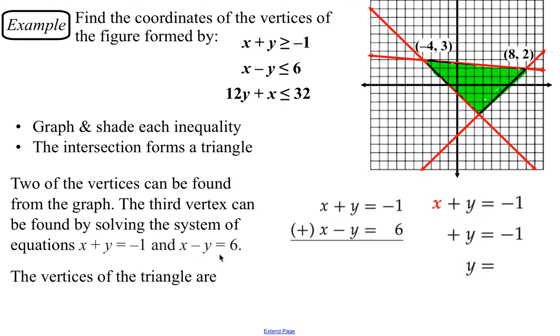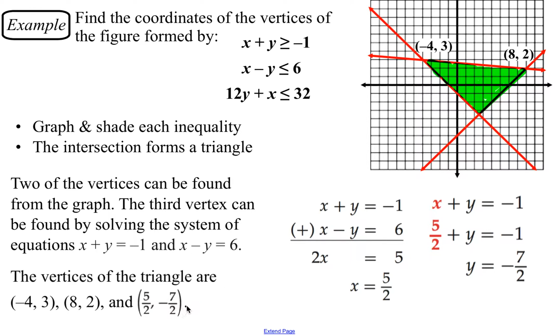So now you know why we did the sections on solving algebraically before we got to this section. These two inequalities, actually we're just going to solve the equation so we can figure out what those values are. So when I add those together, I get 2x is 5, or x is 5 halves. Plug it back into the first equation for x, and then we end up with y equals negative 7 halves. So that last vertex is 5 halves and negative 7 halves, and the other two vertices I've listed for you as well.